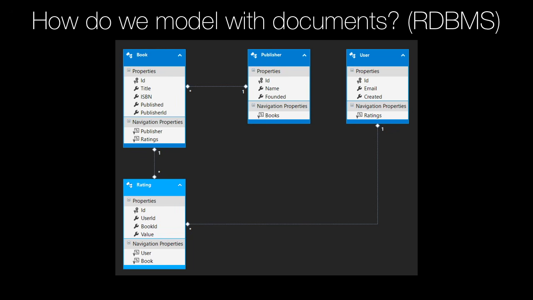Now, we also have a user, and a user might rate a book. So we have users and we have ratings, and we have a foreign key relationship between them. And then from rating over to book, we have a one-to-many relationship there, right? A book can have many ratings. So we have a couple of foreign key relationships going on in this place.